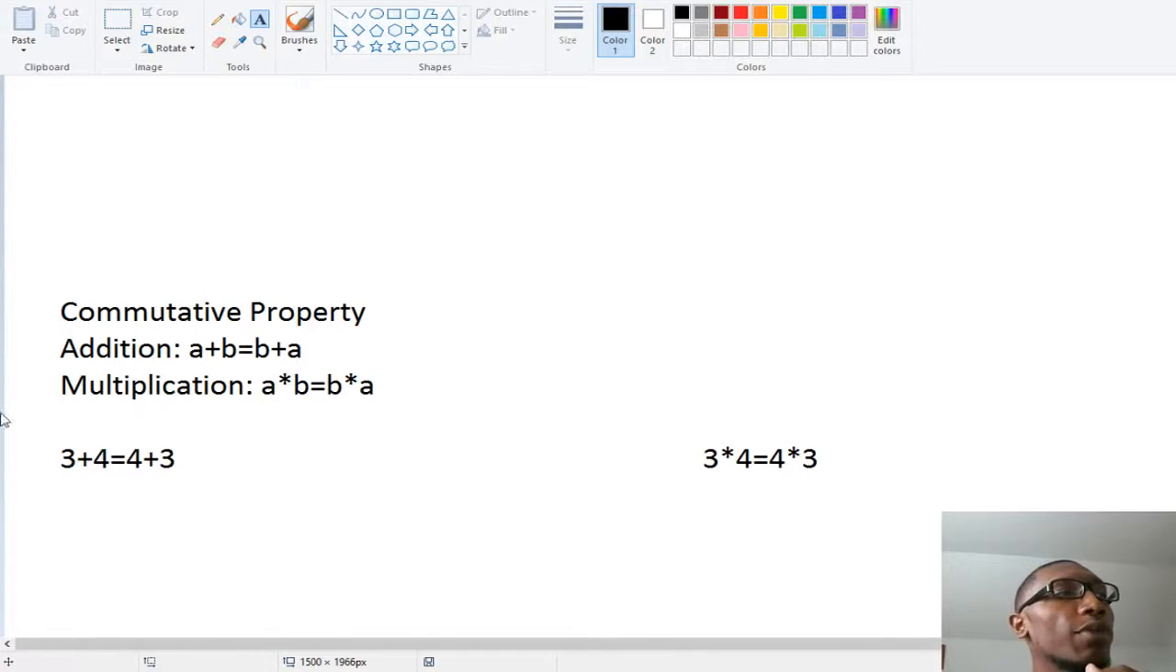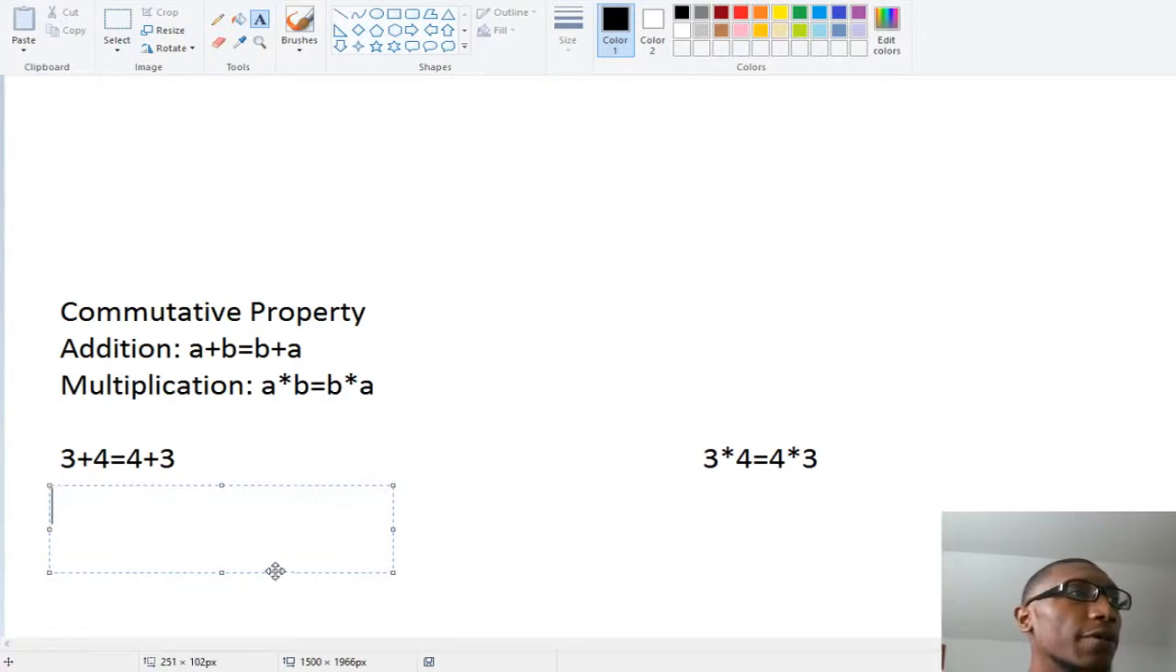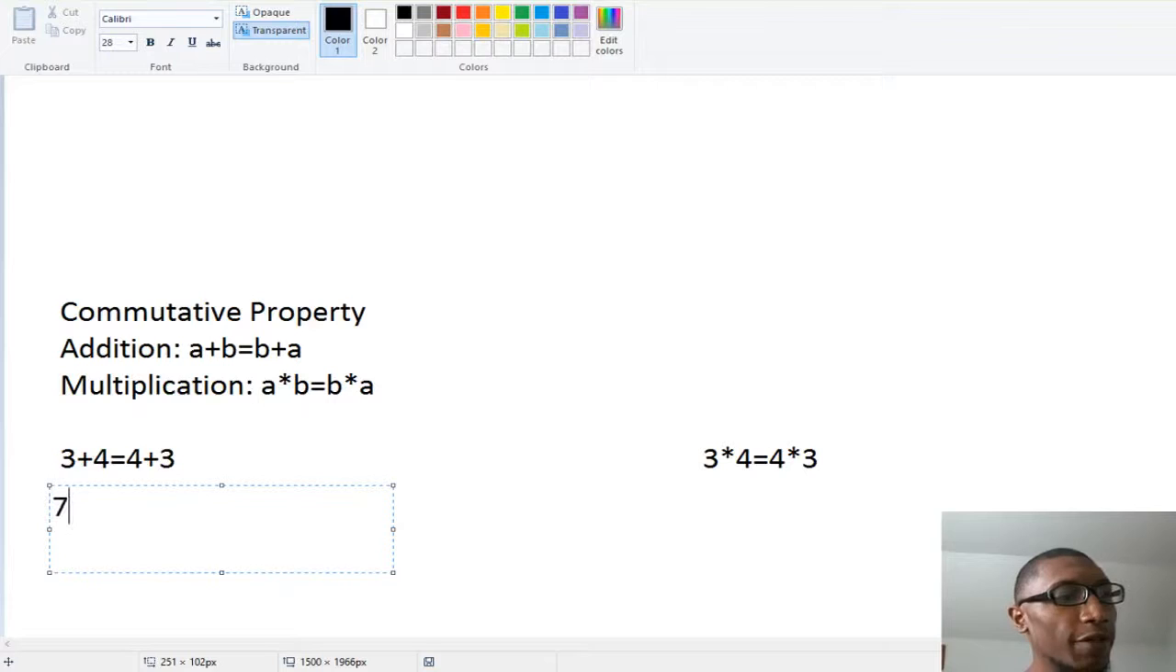So if we look at this, 3 plus 4, let's go ahead and solve this here. 3 plus 4 is going to equal 7. And on the other side, 4 plus 3, changing the order doesn't change the value. If you add 4 to 3, you start with 3, go up 4, you get to 7. If you add 3 to 4, you start on 4 and add 3 to that, still gives you 7. So the answer is 7 equals 7.